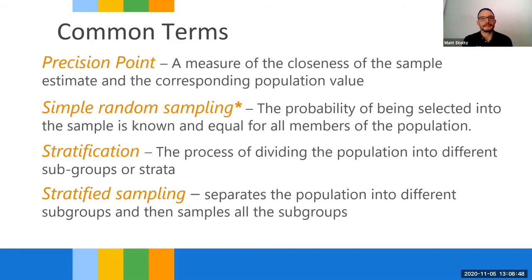Some different forms or methods of sampling. Simple random sampling: probability of being selected is known and equal for all members. At CBH, for instance, in our PRO audits, and when we're talking about self audits, simple random sampling is primarily what we use. Stratification, dividing a population into different subgroups or strata. And so with stratification, you pull a sample of each of those different subgroups.